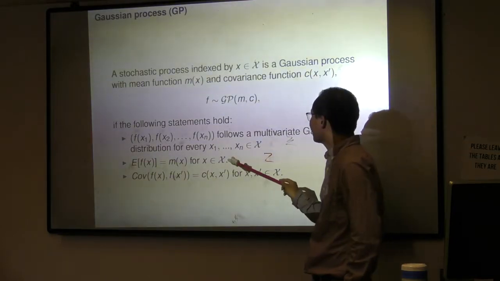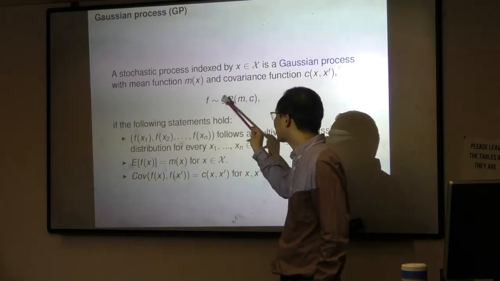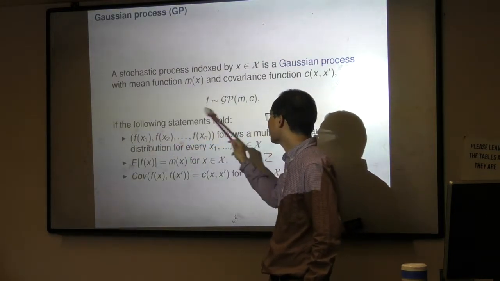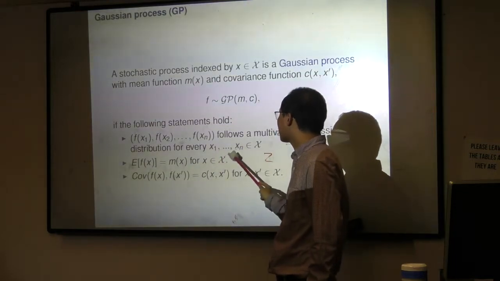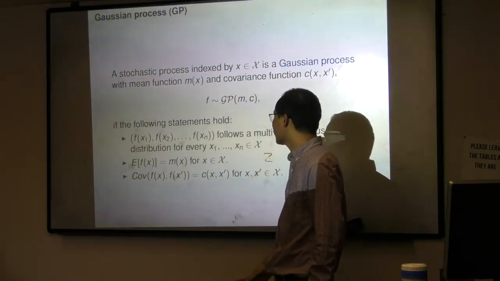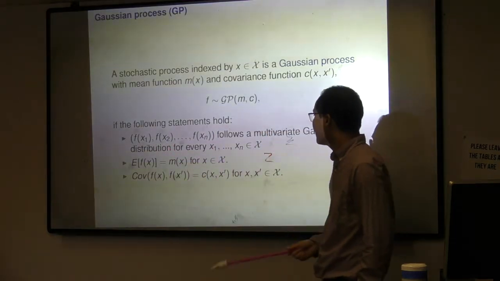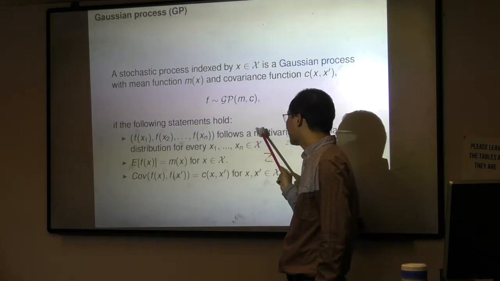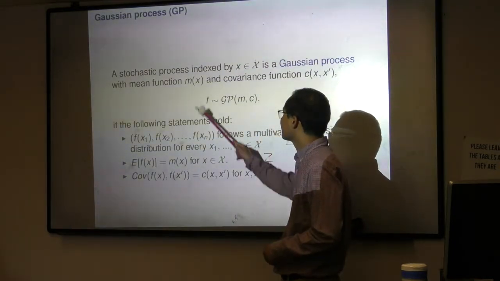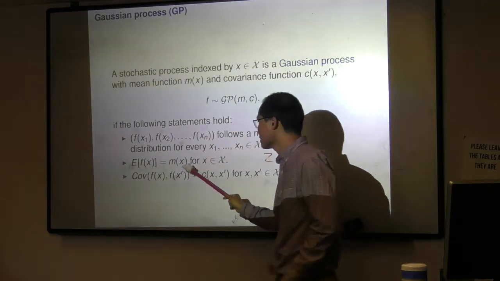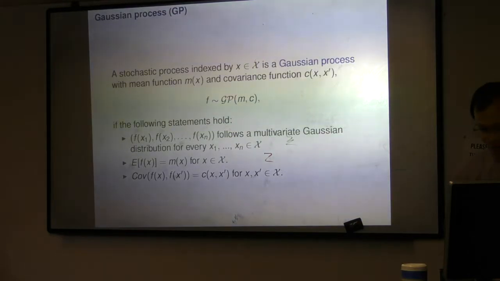So if you have one function f that is realized from the Gaussian process, which means f is a sample from the Gaussian process, and you take any finite number of indices of this stochastic process, the joint distribution is multivariate normal. Okay, so the mean and the covariance matrix of this multivariate normal are determined by the mean function and the covariance function. So that's basically the definition of the Gaussian process.